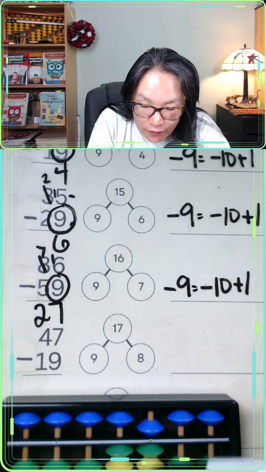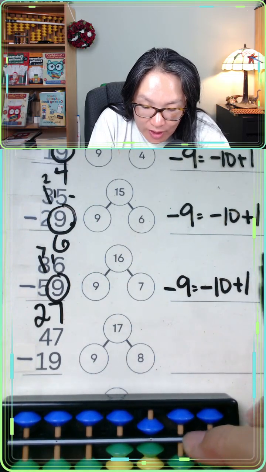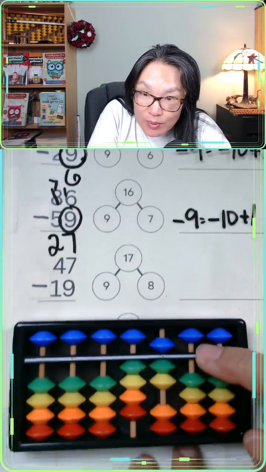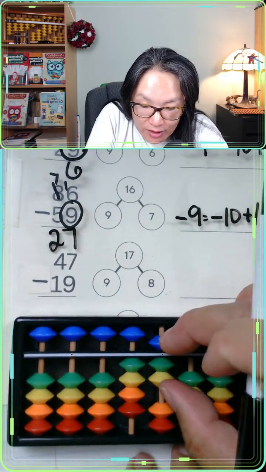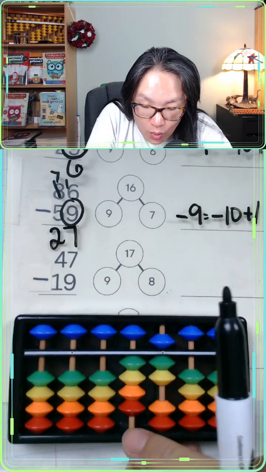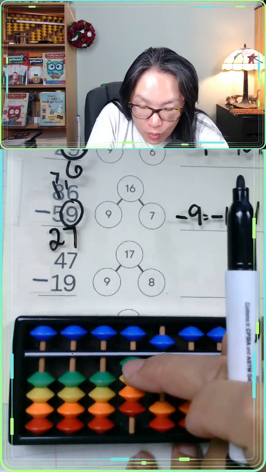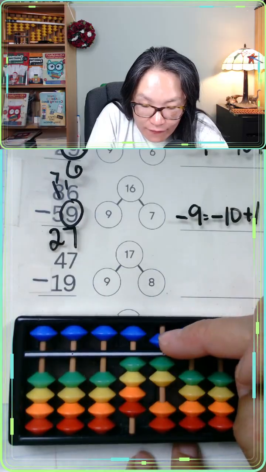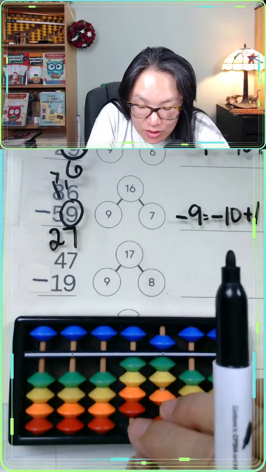1, 2, 3, 4. Anytime the beads are touching the reckoning bar, this is the reckoning bar, it is being counted. So if this is being counted, we have 2 columns counted. 1, 2, 3, 4. This is 7. 5, 6, 7. These 2 are being counted.